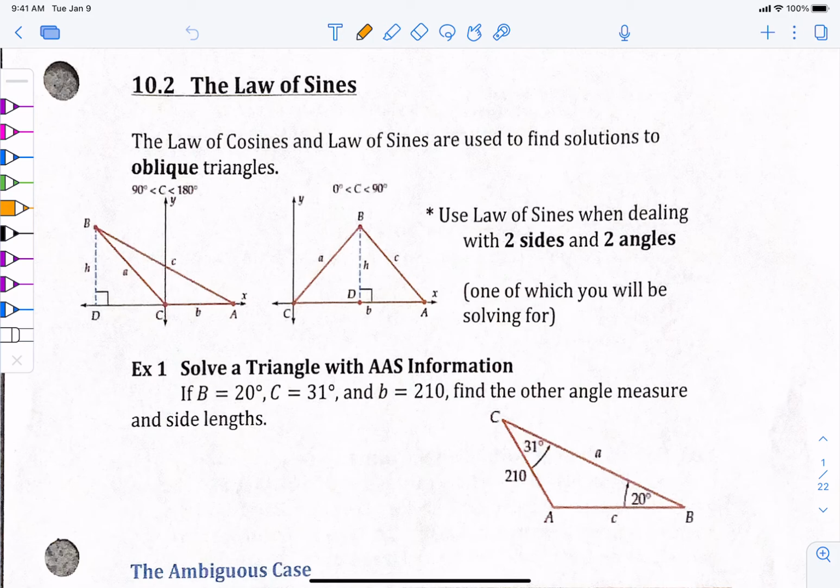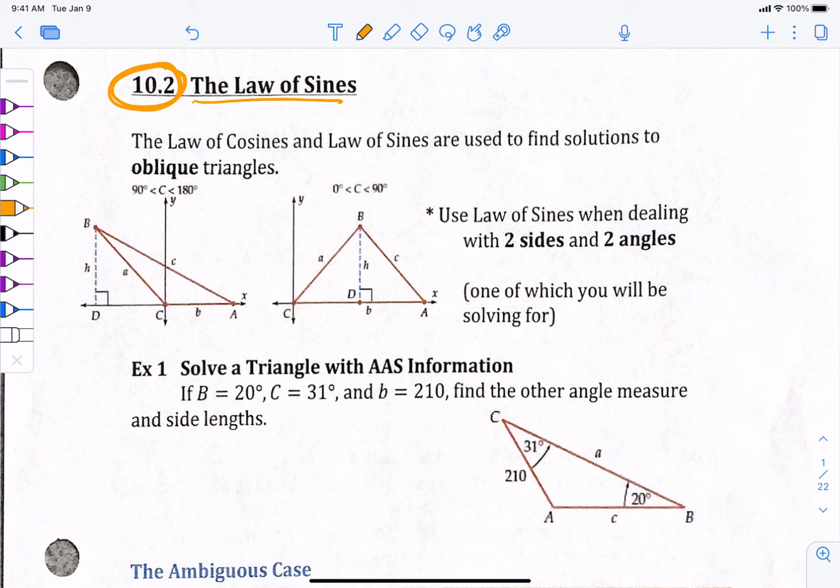We are skipping from chapter 6 all the way to chapter 10 because they kind of flow together, and I want to make sure I get through chapter 10 before the end of the year. And we will do section 10.1, but we're going to start with section 10.2 because 10.2 is the law of sines, and then we'll go back. And 10.1 is the law of cosines.